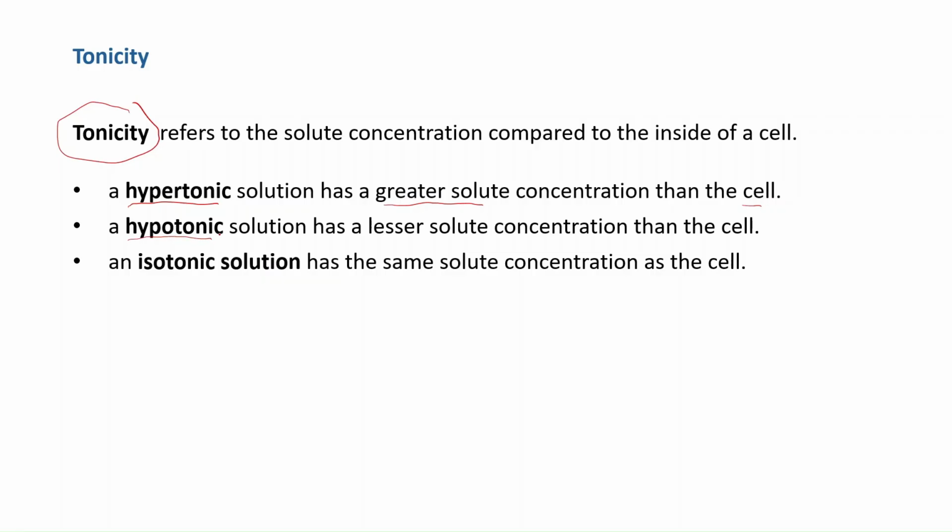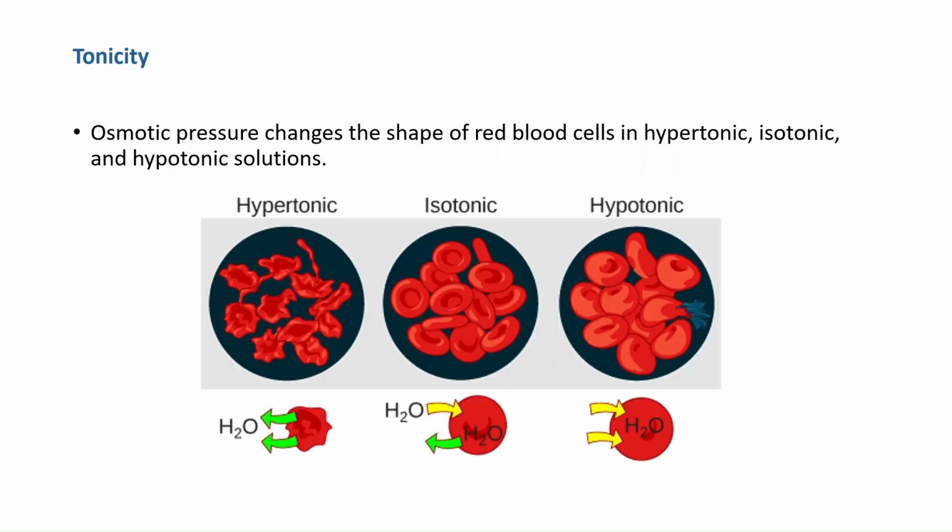Hypotonic, hypo means below, so that has a lesser concentration than the cell. Isotonic, iso means the same, so that has the same solute concentration. And this is going to be critical for cells, okay? Let me give you an example.